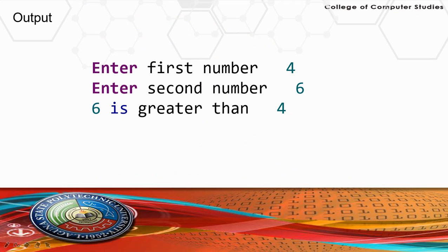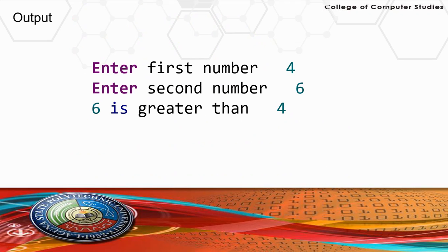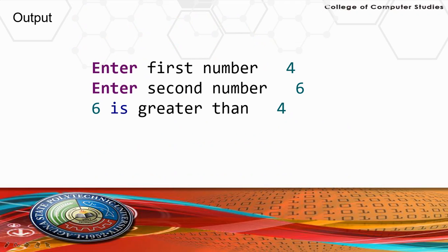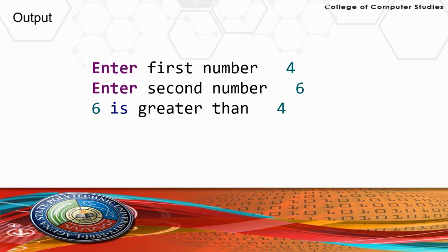Enter the first number, 4. The second number, 6. Since this one is not true, it will not be executed. This one, the second if, is true, right? So 6 is greater than 4. So that's why this line is executed. 6 is greater than 4.